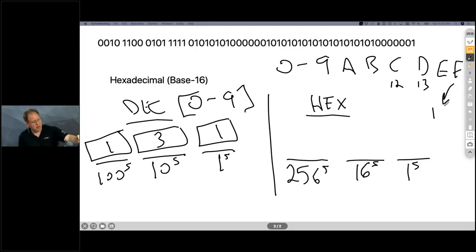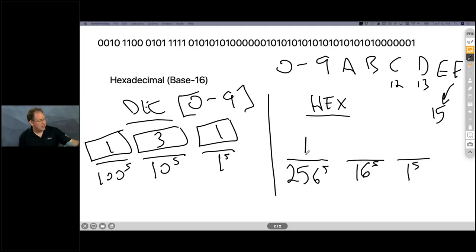with F representing 15. One of the first ways to recognize a hexadecimal value or number is it's got letters in it. If you ever see a number like 0x12C5, oh, I see a C in there, that's a hexadecimal value.